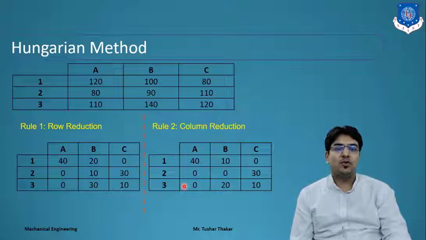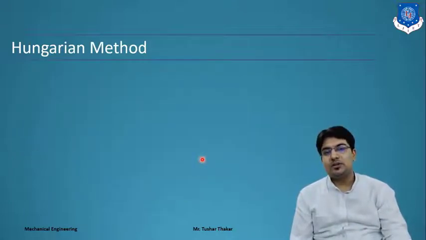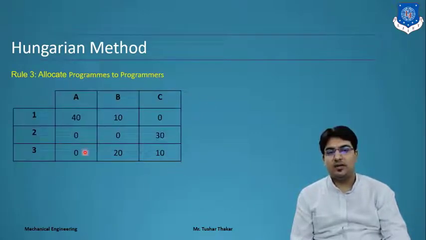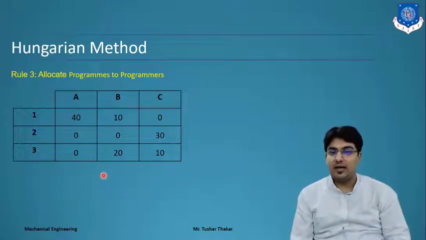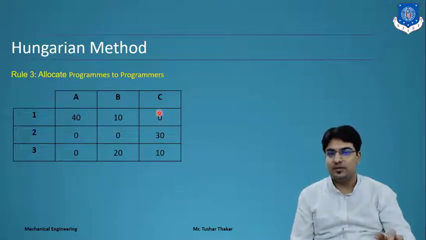Next step, we have to assign work at the 0 points. So here we allocate the programs to the programmers. Here all the values are there. The question is, from where we have to start our allocation? So keep in mind, we have to give the allocation on a row having a single 0.